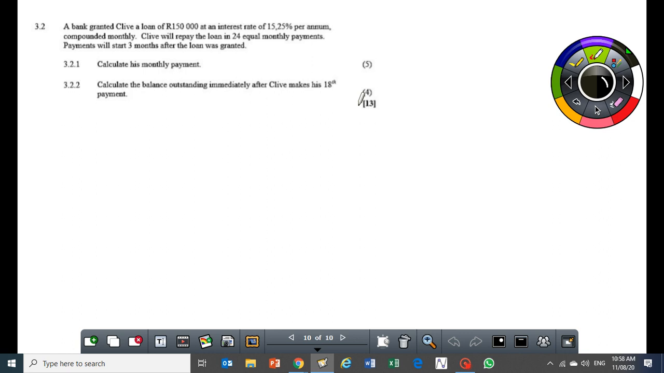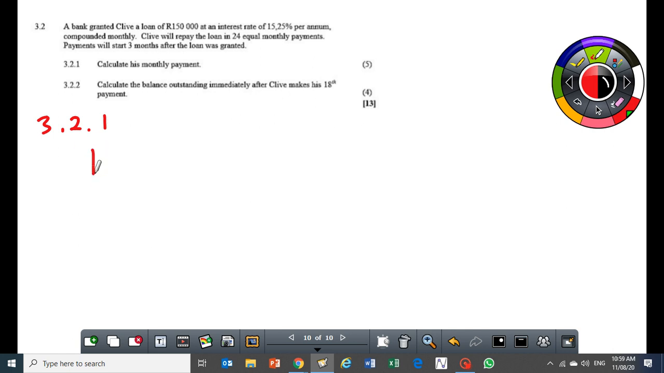Then 3.2. A bank granted Clive a loan of 150,000 rand at an interest rate of 15.25% per annum, compounded monthly. Clive will repay the loan in 24 equal monthly payments. Payments will start 3 months after the loan was granted. Calculate his monthly payment. So that's 3.2.1. Here there was a delay in the first payment.